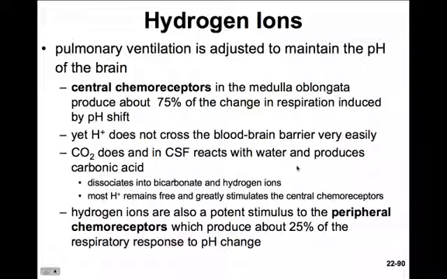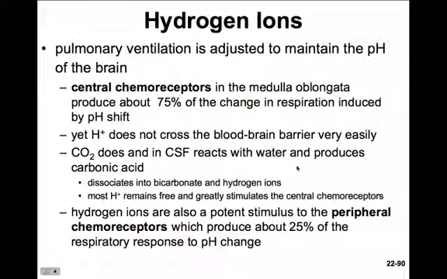Hydrogen ions do not cross the blood-brain barrier very easily. So how does this happen? CO2 actually does cross the blood-brain barrier very easily, and it reacts with water to produce carbonic acid. Here, inside the blood-brain barrier, the carbonic acid dissociates into bicarbonate and hydrogen ions. This is the source of hydrogen ions that stimulates the brain.